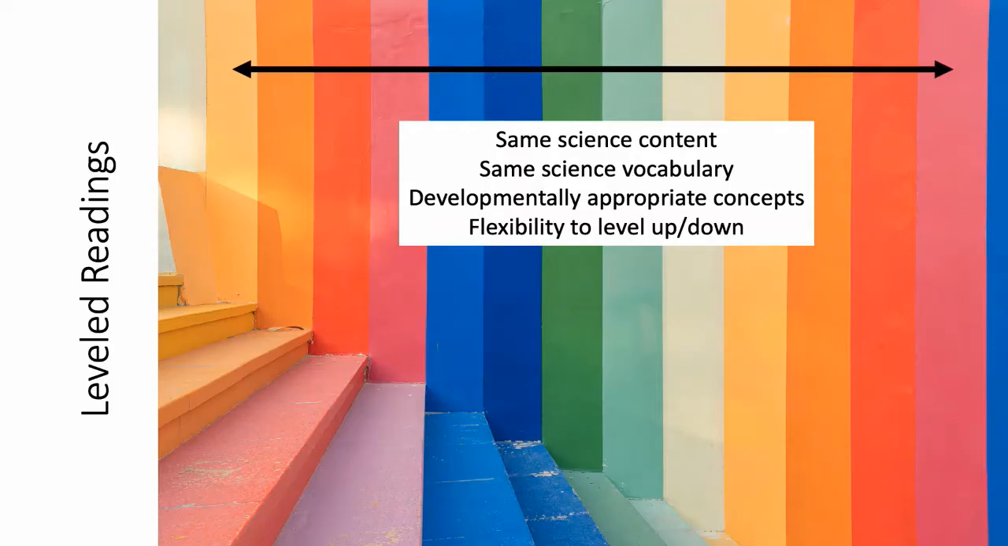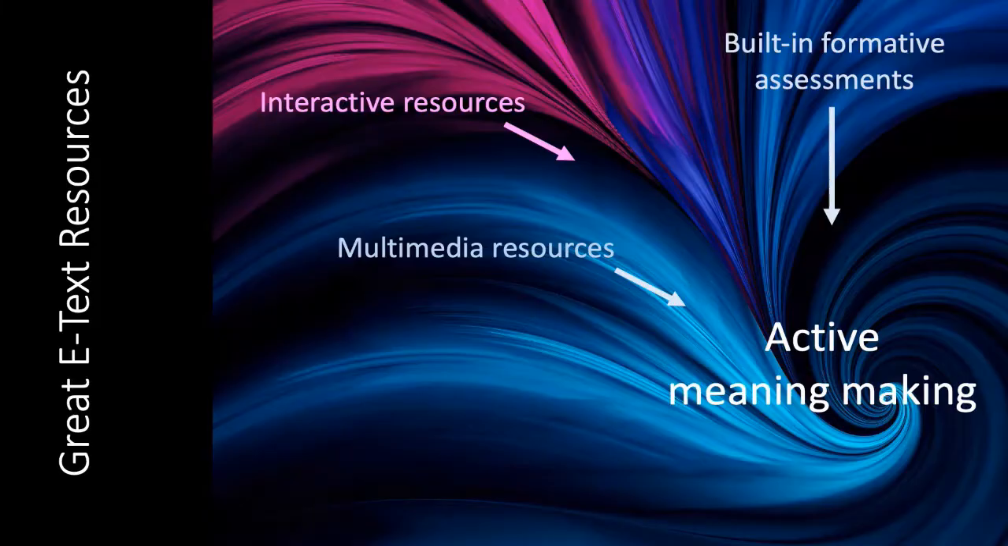Great e-text apps provide leveled readings that match a wide range of students' reading abilities and also provide the same science content, the same science vocabulary, developmentally appropriate concepts, and the flexibility to level up and down as needed, all regardless of reading level. Great e-texts also help reduce the passive learning rut students can find themselves in by building in interactive and multimedia resources to support multimodal learning, and built-in content-based formative assessments to help students and teachers gauge progress. All of these features provide the opportunity for students to take on a more active role in meaning-making.